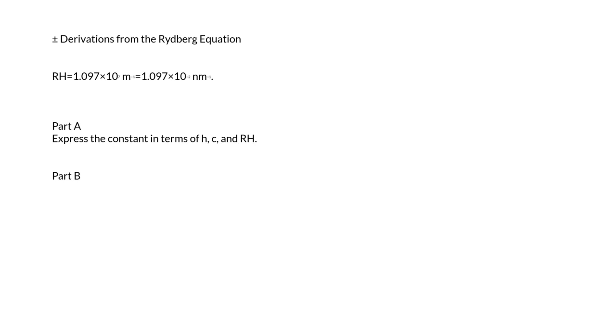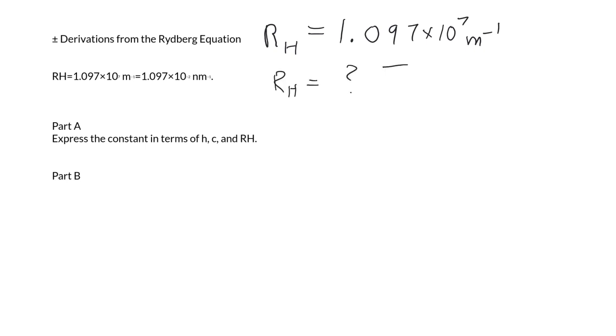I get asked about this question every single semester. Part A sounds difficult, but it's really pretty easy. What they're saying is, if RH is equal to 1.097 times 10 to the 7th inverse meters, what is the value of RH in joules? But they're asking you to do it symbolically using algebra.